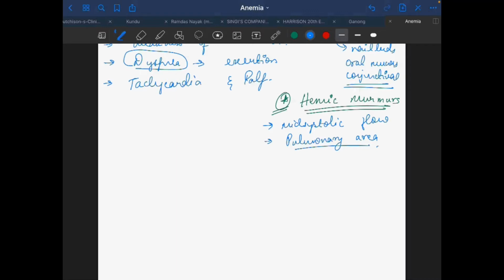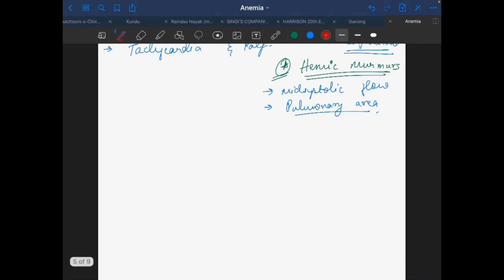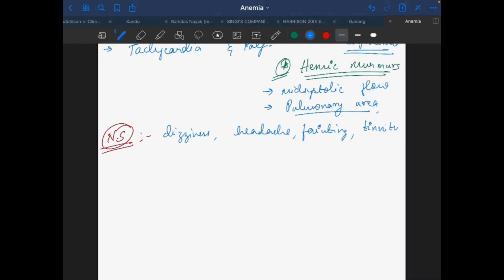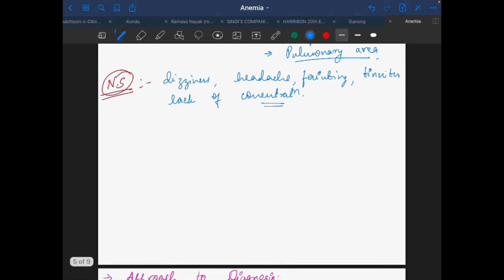This is also a sign which will be present. The child may also present with nervous system symptoms, like dizziness, headache. The child may have episodes of fainting. He might have tinnitus also, lack of concentration. So these are the general symptoms or clinical features of a child that will present to you.